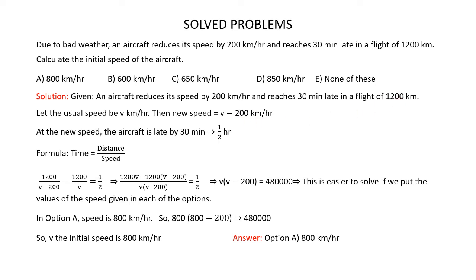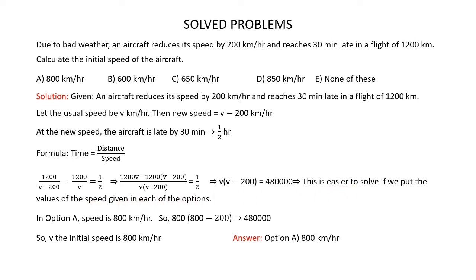We know that the difference in the time is half an hour. So 1200 divided by V minus 200 minus 1200 divided by V is equal to 1 by 2. On simplifying this equation, we'll get V multiplied by V minus 200 is equal to 4,80,000.